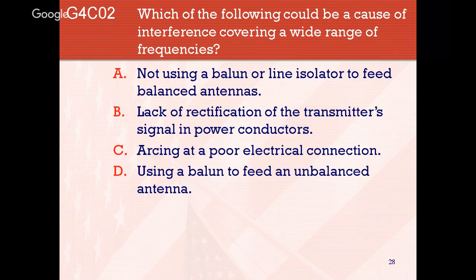And which of the following could be a cause of interference covering a wide range of frequencies? Now we're talking about a whole bunch of frequencies here. And predominantly speaking, if you look at C, an arcing at a poor electrical connection. Arcing will go all across the spectrum practically.